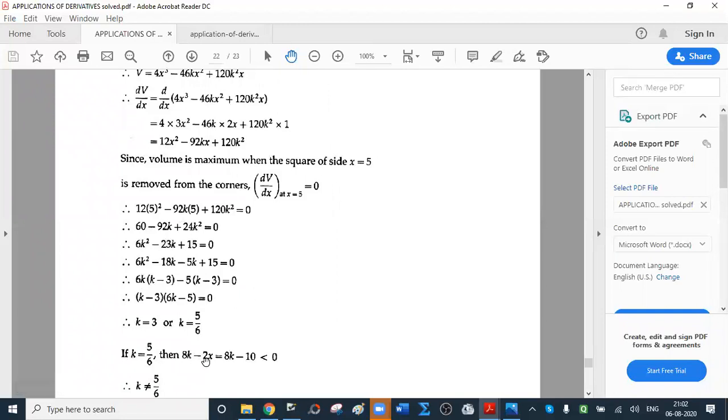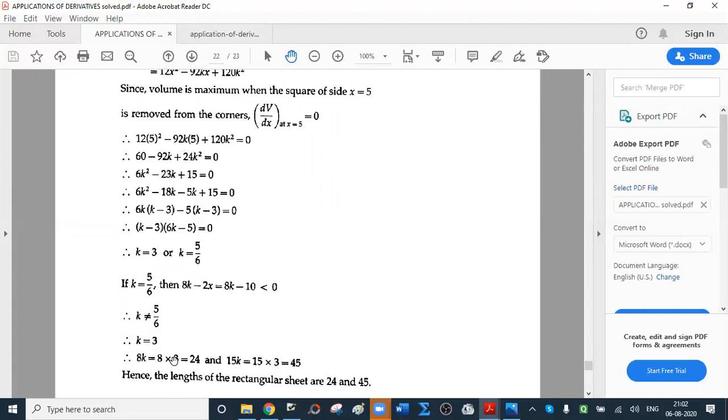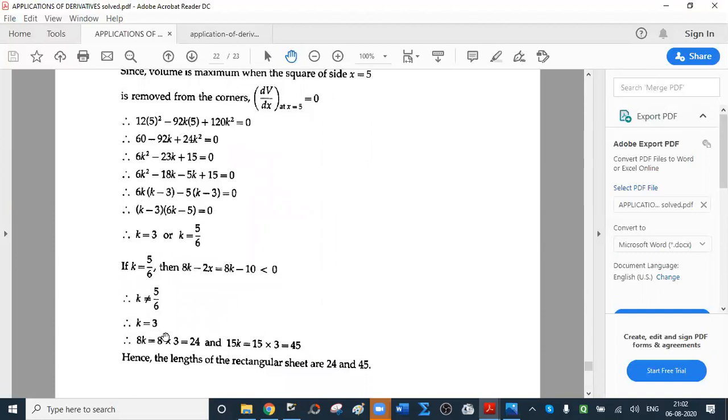If k is 5/6, then one side becomes negative, which is absurd. So k has to be 3. So what is 8k? 24. And what is 15k? It is 45. So the lengths of the rectangular sheet are 24 and 45. Okay, so this is the solution.